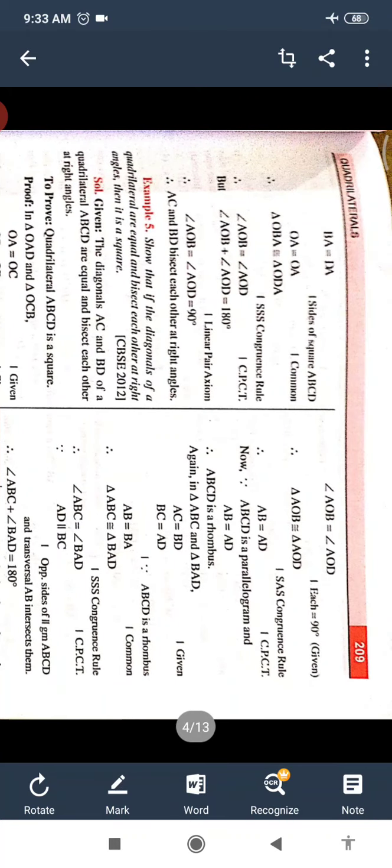BA equal to DA, sides of square ABCD. OA equal to OA is common in both triangles. Therefore, triangle OBA is congruent to triangle ODA. Which rule? All three sides, the SSS congruence rule. CPCT, corresponding parts of congruent triangles.